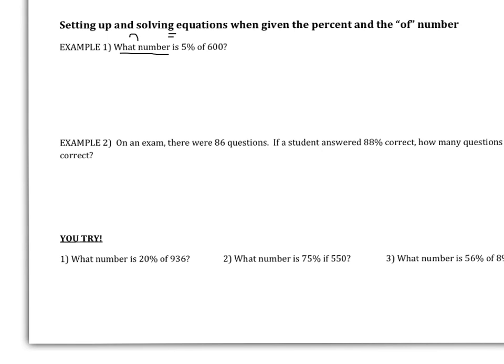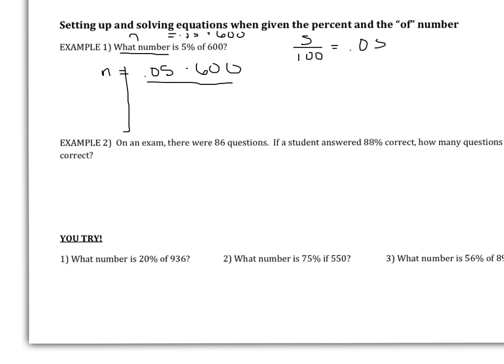5%, I have to change that into a decimal. So I'm going to have 5% over 100. Divide those out, I get 0.05. So 0.05 of 600. So n equals 0.05 times 600. Now, what's interesting is you'll notice that the variable is already on one side for us. We don't need to solve for the variable. We just need to perform the operation 0.05 times 600.